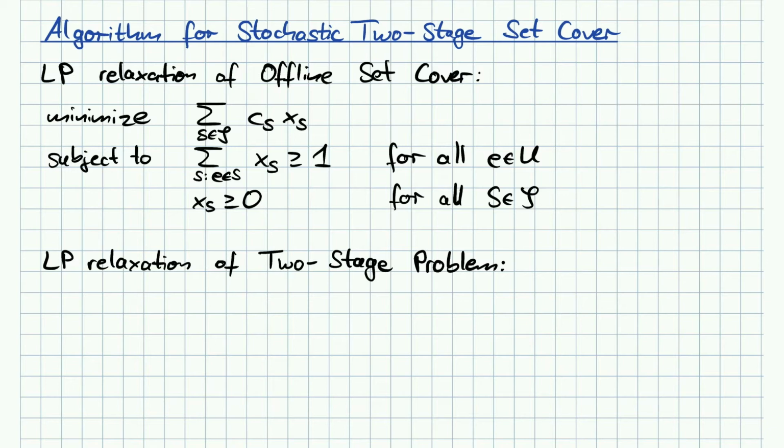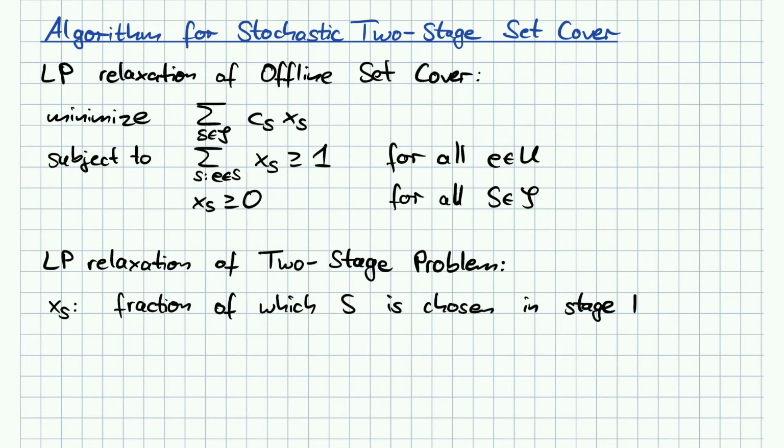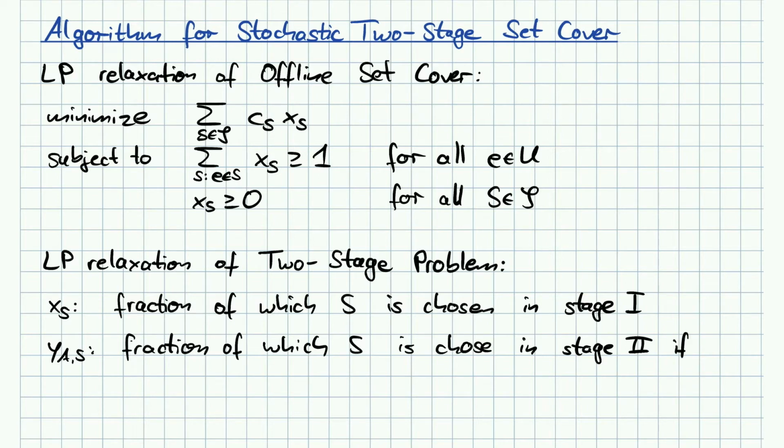We will now introduce two kinds of variables in our LP, namely the first stage decision and the second stage decision. X_S is the fraction of which S is chosen in the first stage, and Y subscript A comma S is the fraction of which S is chosen in the second stage, if A is the set of active elements.